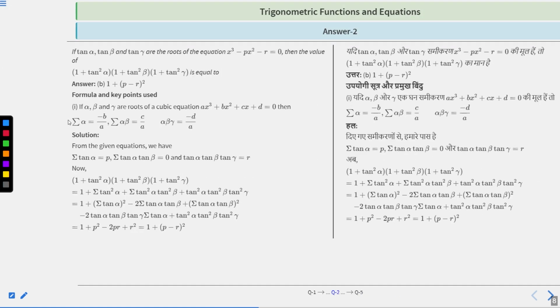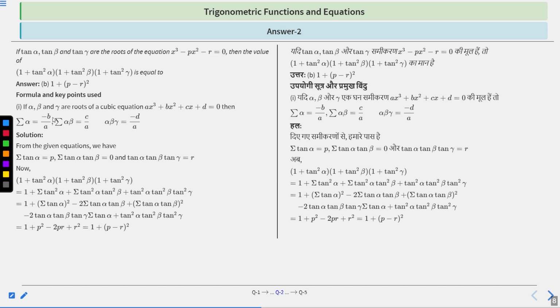Okay, let's move to the solution part. See, the formula and key points that we have used in this question is, we know if alpha, beta, and gamma are roots of the cubic equation ax cube plus bx square plus cx plus d equal to 0, then summation of roots will be minus b by a. Summation of product of two roots at a time is basically c by a, and product of all the roots is basically minus d by a.